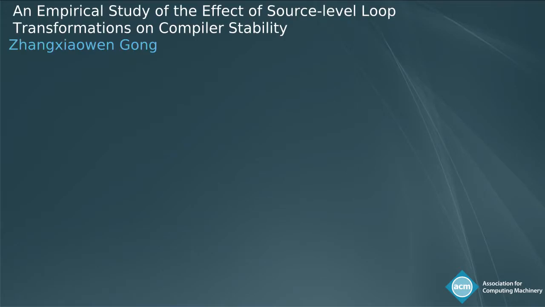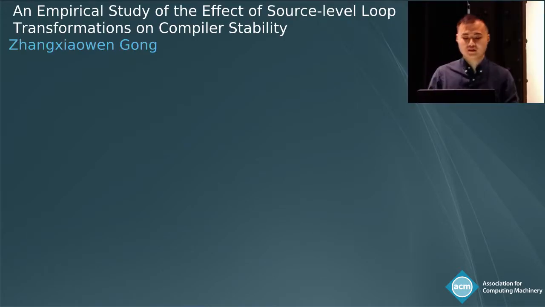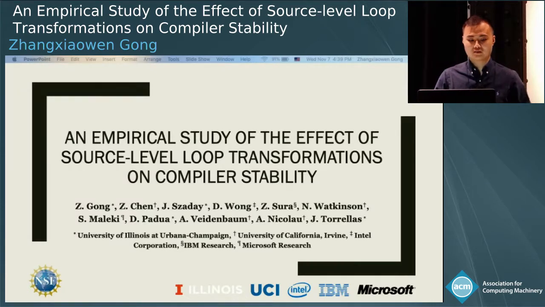Hello everyone. Today I'm going to talk about our work, an empirical study of the effect of source-level loop transformations on compiler stability.